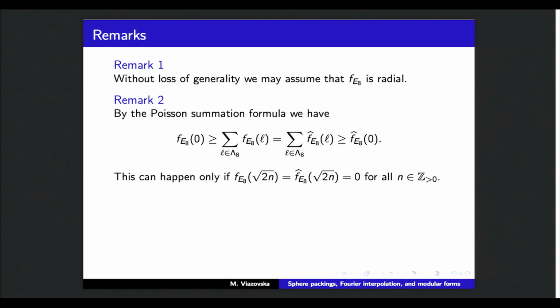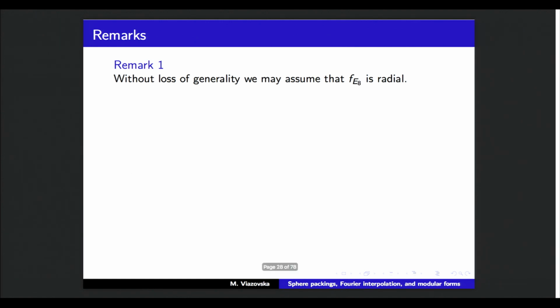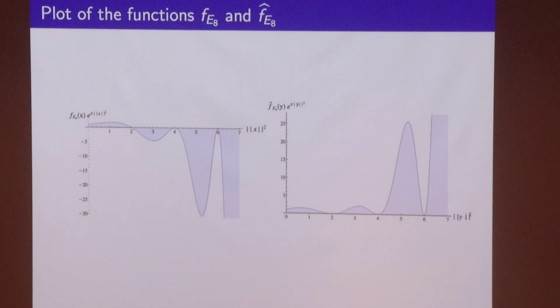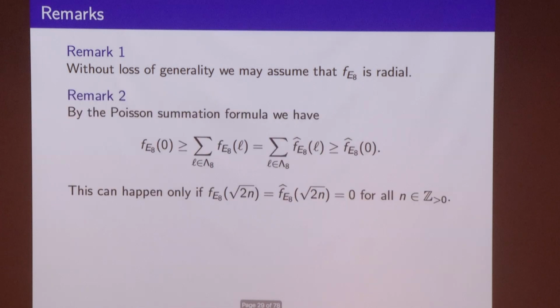Another observation, which we can see from the previous plot, is that our function and its Fourier transform both have many zeros. And why do they need to have all these zeros? They need to have all the zeros so that all those terms which we neglected in our proof have to be 0. Otherwise, we would not get the correct bound.